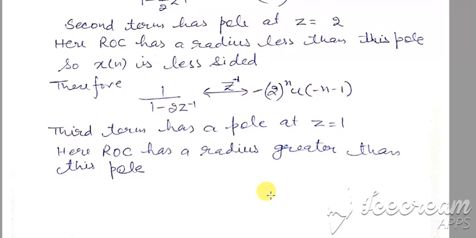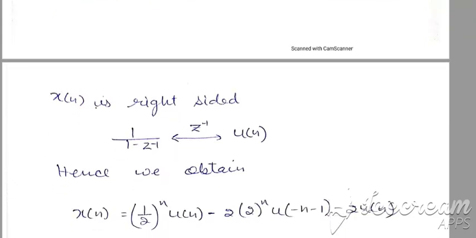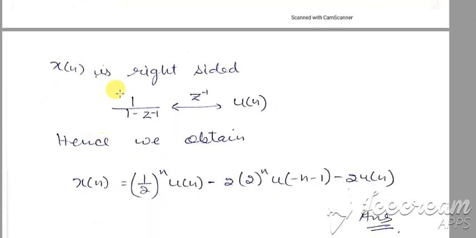Now we will see the third term, that is at Z is equal to 1. From the ROC we can see that the ROC has a radius greater than this pole. So x(n) will be right sided, and we'll get inverse of 1 upon 1 minus Z inverse is equal to u(n). So x(n), we get x(n) equal to (1 by 2) raised to the power n u(n) minus 2 into 2 raised to the power n u(minus n minus 1) minus 2 u(n).